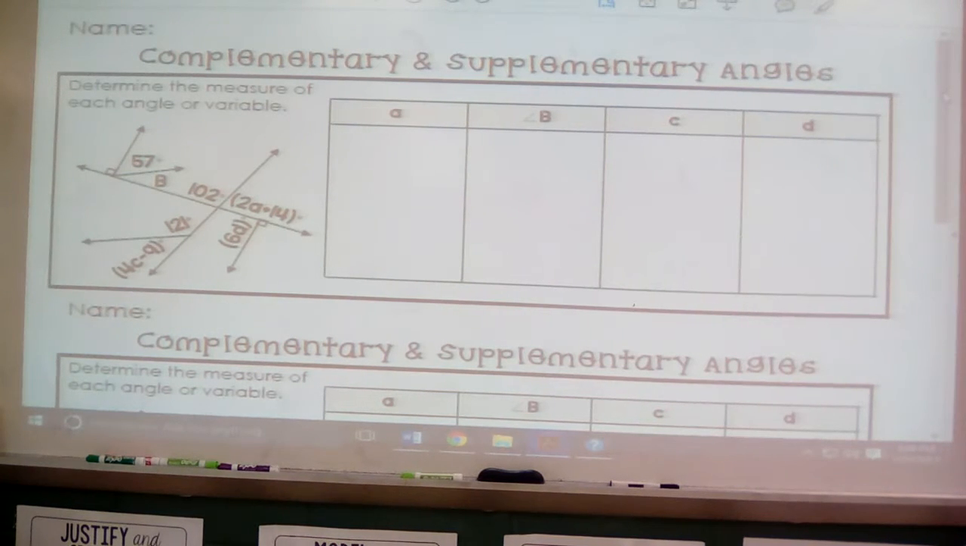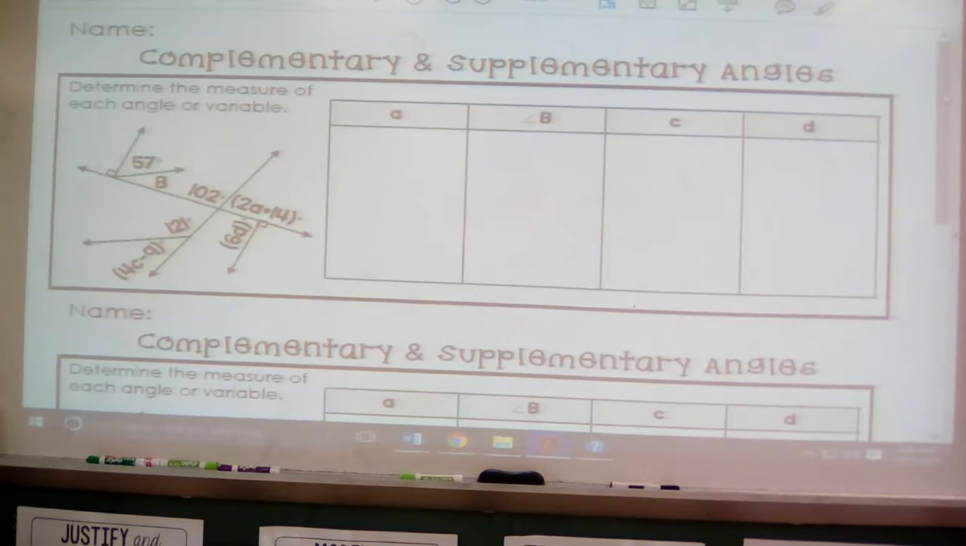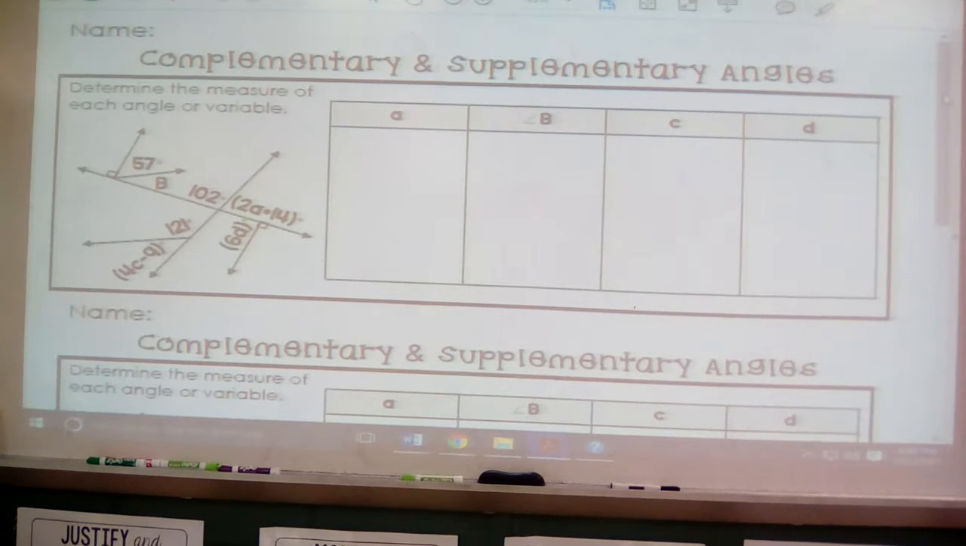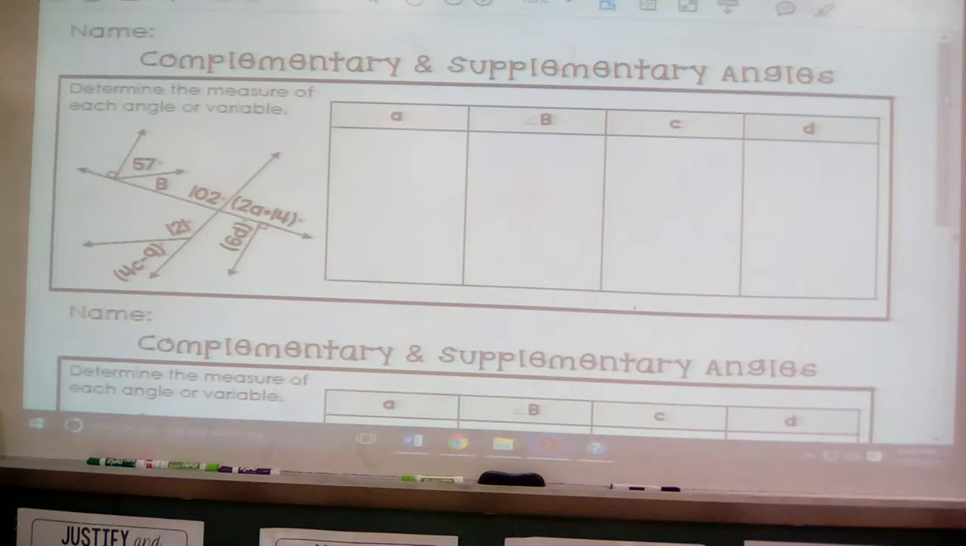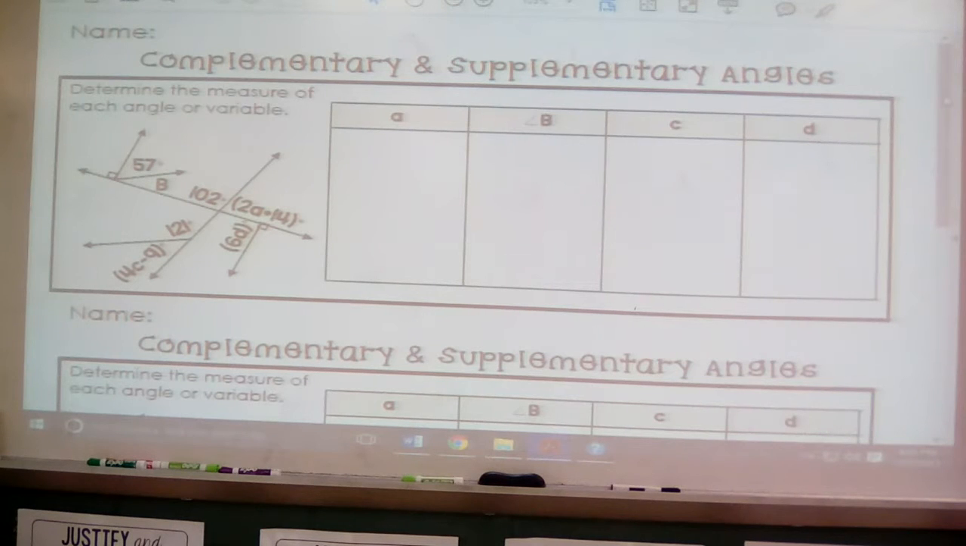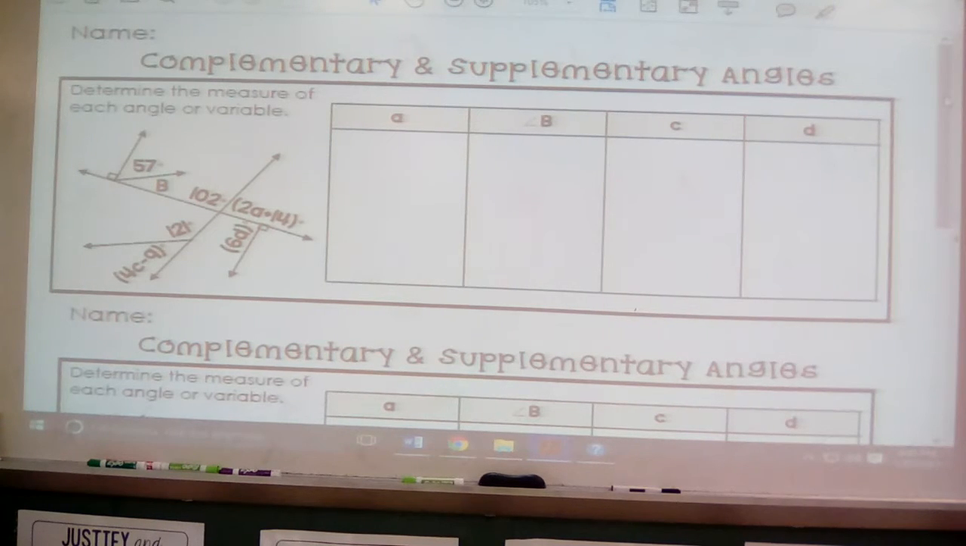All right, so this is Friday night's homework, practicing complementary and supplementary angles. Just a quick review: complementary angles are two angles that have a sum of 90 degrees, so that means they add up to 90 degrees. Supplementary angles sit on a straight line, and their sum is 180 degrees. So that means they add up to 180 degrees.